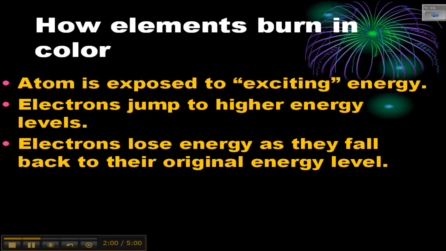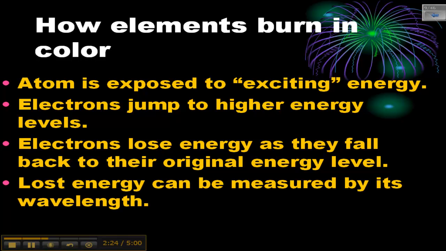Now, the electrons cannot hold on to that energy, all right? You know, it's like your sugar high. You come crashing right back down. So the electrons are going to give off that energy or emit that energy as they fall back down to their original energy level. So to jump to the higher energy levels, they're going to absorb energy, and then as they lose that energy, it's emitted. And we're going to measure this energy according to its wavelength.